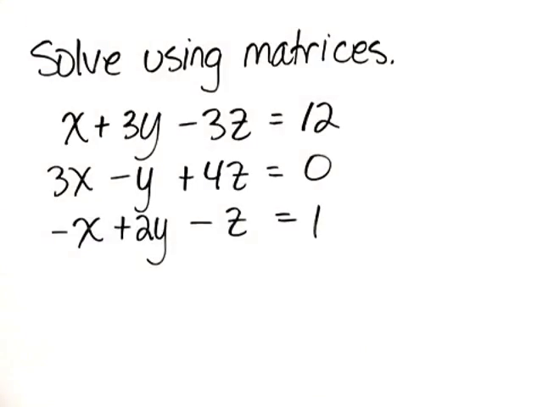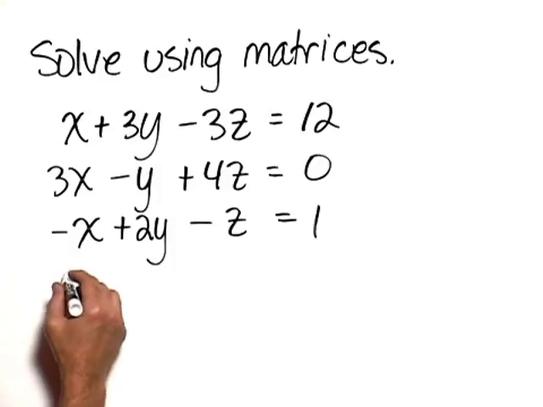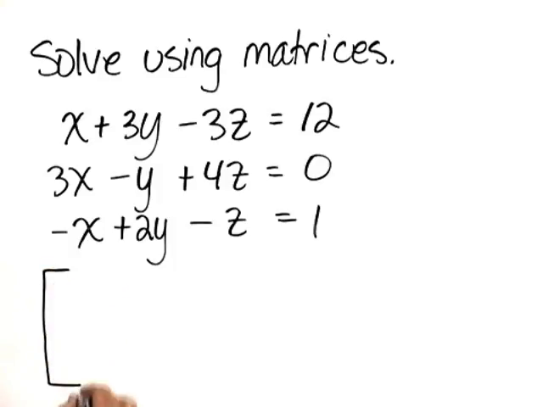Solve using matrices. x plus 3y minus 3z equals 12. 3x minus y plus 4z equals 0. Negative x plus 2y minus z equals 1. So let's write out the corresponding matrix to this system of equations.